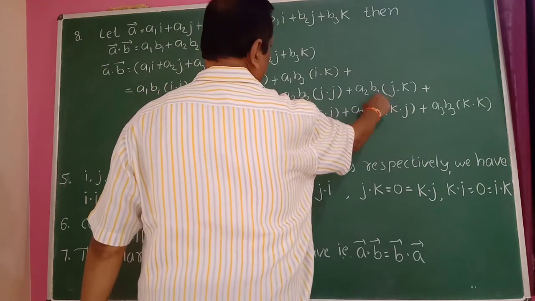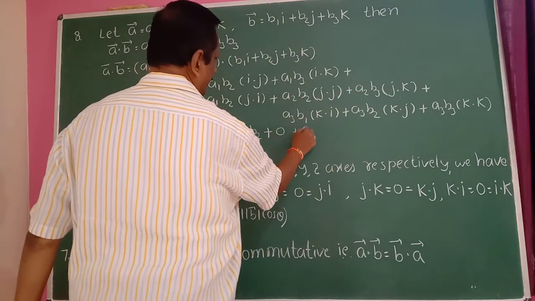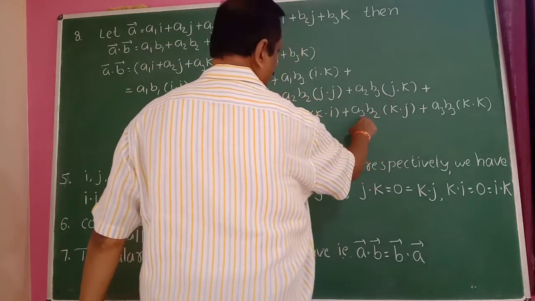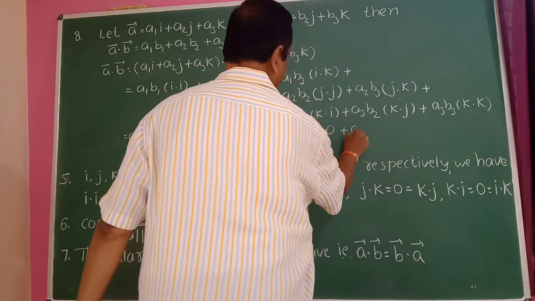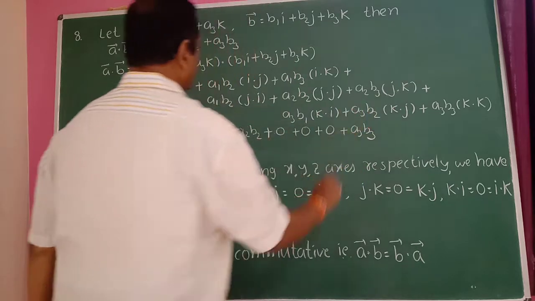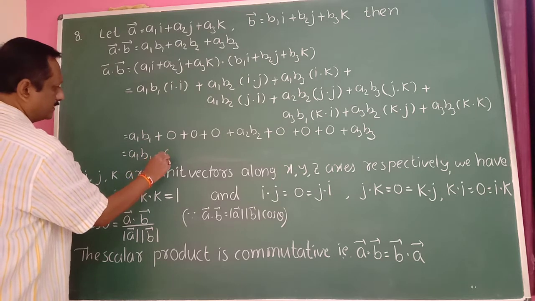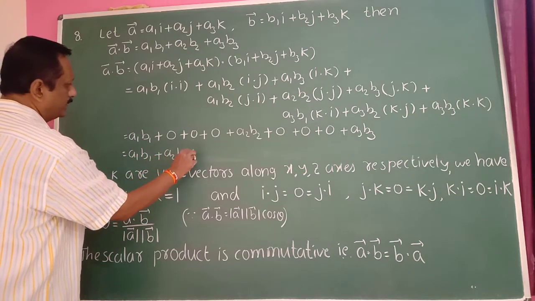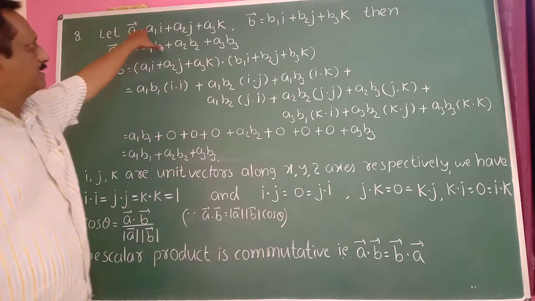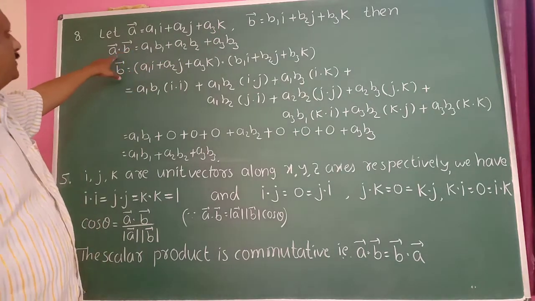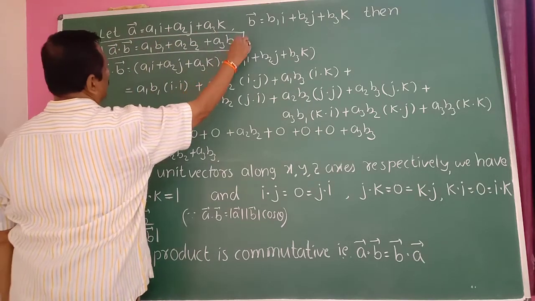j dot k is 0, 0 into this is 0. k dot i is 0, 0 into this is 0. And k dot j is 0, 0 into this term is 0. And k dot k is 1, 1 into a3 b3 is a3 b3. Therefore, here remaining only a1 b1 plus a2 b2 plus a3 b3. So therefore, if two vectors are in component form, their dot product a bar dot b bar is equal to a1 b1 plus a2 b2 plus a3 b3.